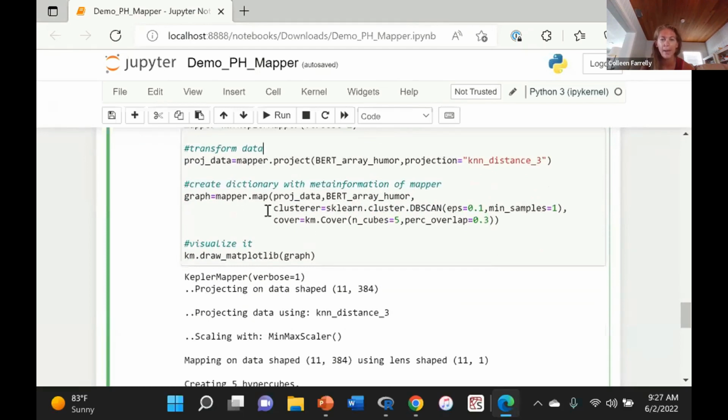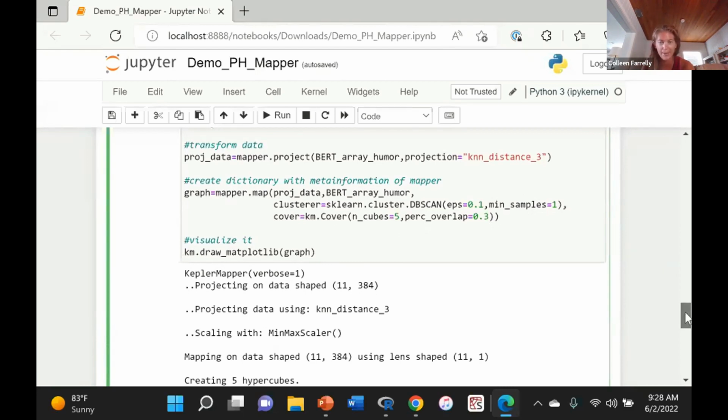And then to run mapper, we have our projected data. We have our original data. We have our cluster defined. Here it's DBSCAN, which is a density-based cluster. It has its own parameters, and those can be optimized. And then for this example, we're going to use a cover where we have 5 covers and about a third overlapping. And using this function, we can visualize it.